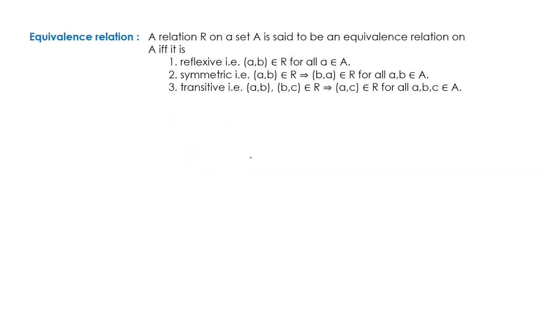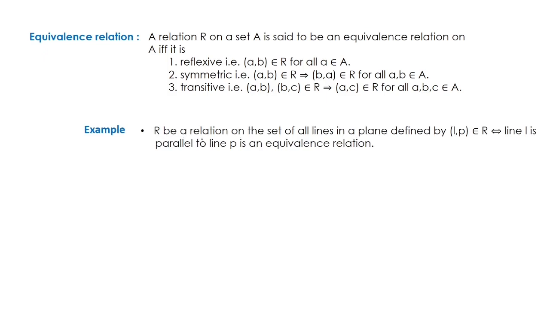Now let us see some examples. The first example says that we have a set of all the lines in the plane. So we have a non-empty set containing the lines L1, L2, L3 and so on. Now the ordered pair (L, P) belongs to the relation R if and only if the line L is parallel to the line P. So if I have this line L and another line P, they both are parallel to each other.